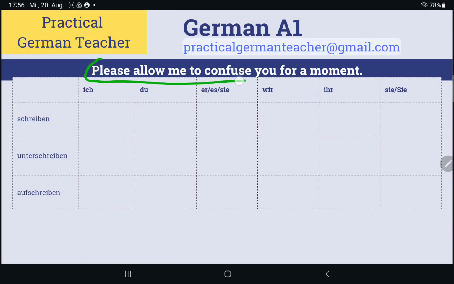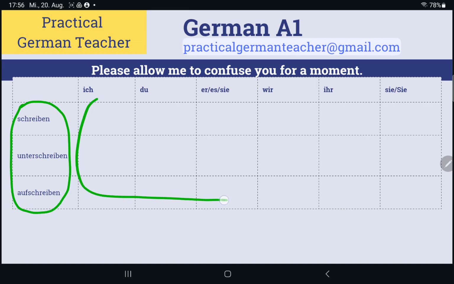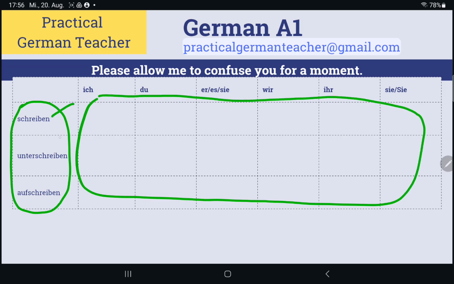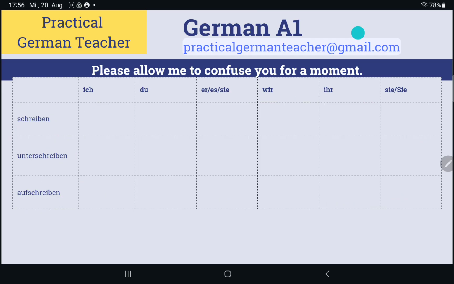Please allow me to confuse you for 2 to 3 minutes. Okay, let's do that. So what I want you to do is maybe pause the video and then try to fill the conjugation table for these three verbs. The verbs are schreiben, unterschreiben, and aufschreiben.